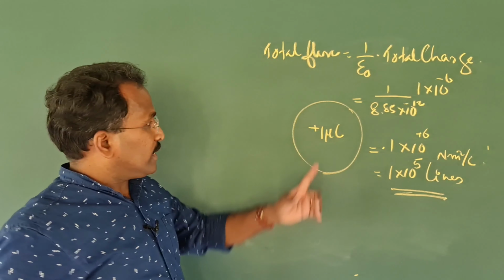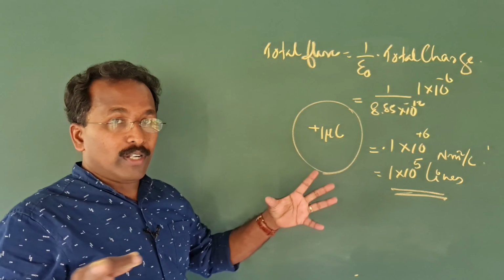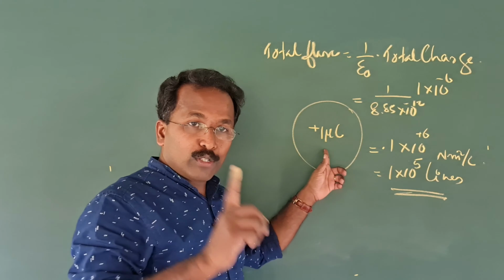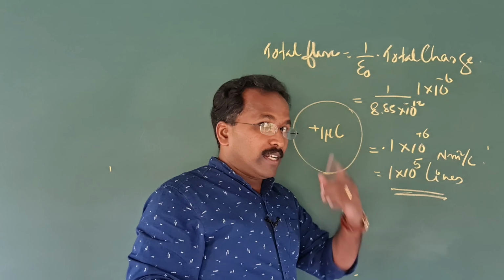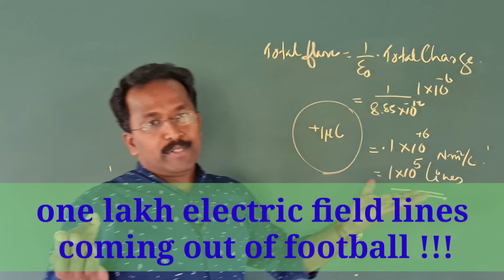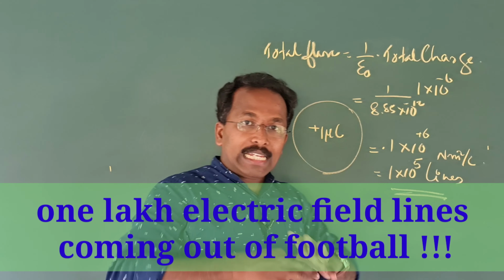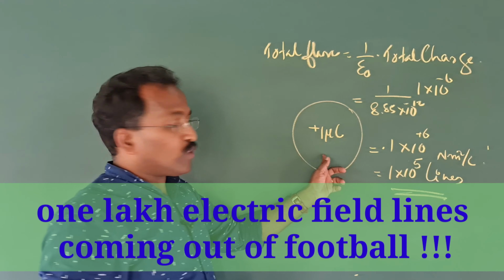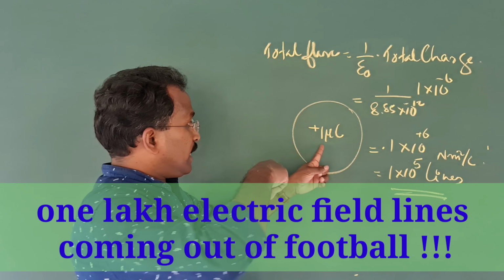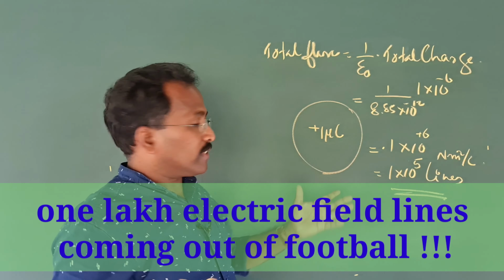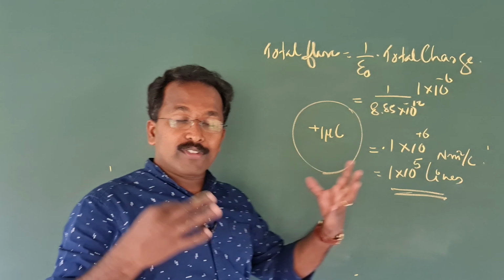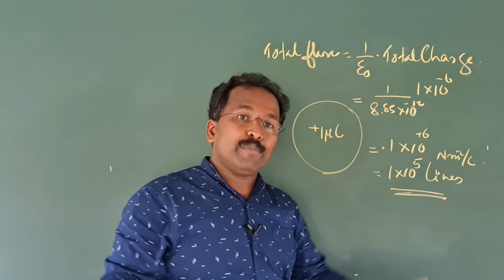So what we get is, through this football, if you keep a 1 microcoulomb charge inside, 10 raised to 5 lines are there. 10 raised to 5 is 1 lakh. Simple. You have 1 lakh electric field lines coming out of a football if you keep a charge of 1 microcoulomb inside. That is an outflux. So instead of a positive charge, if you keep a negative charge, this will be an influx.